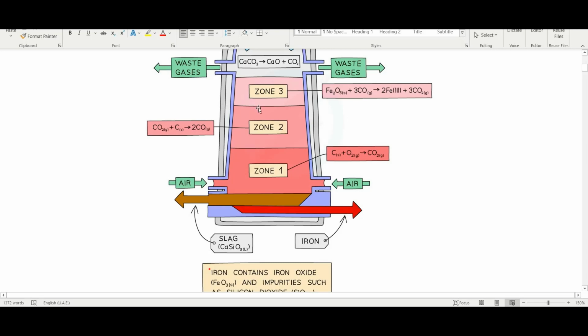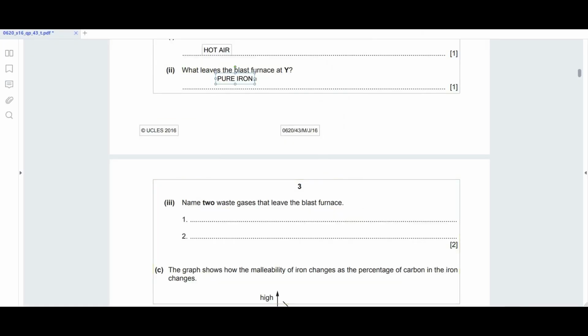Now the blast furnace temperature is increased, so the carbon dioxide will react with more carbon and form carbon monoxide. So these are both gases that will escape as waste gases. So we can say here that two gases are escaping: carbon dioxide and carbon monoxide.